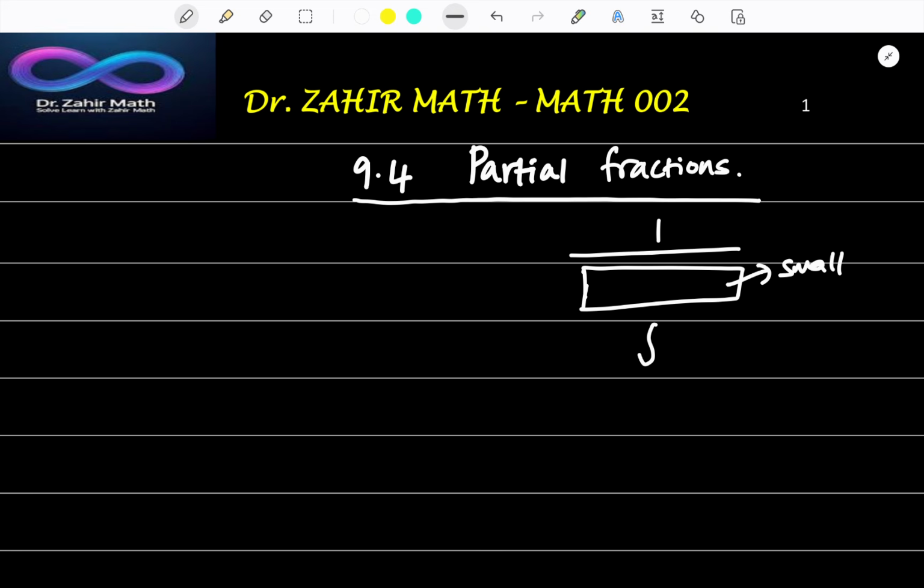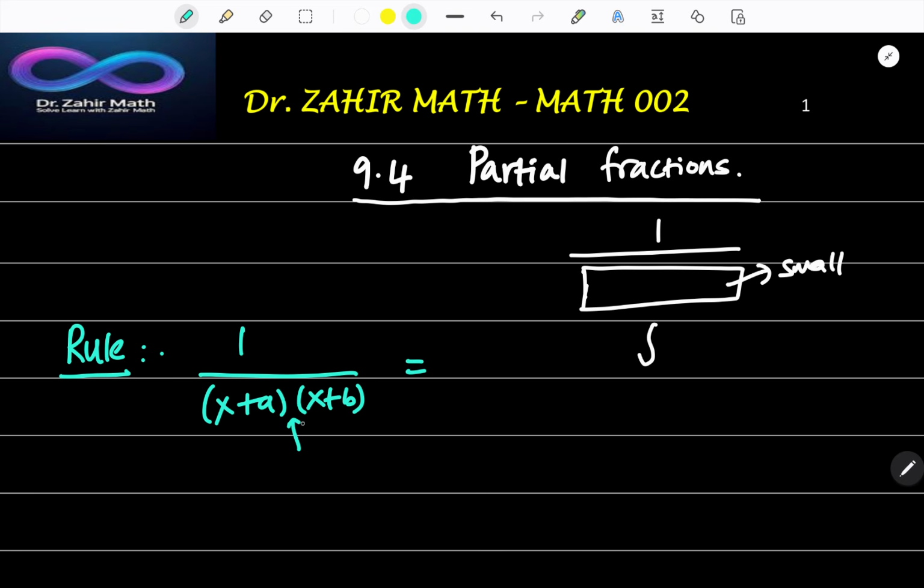Okay, let's get started. What is the first rule we are going to study? Suppose you have 1 divided by (x plus a)(x plus b). Both the factors are in product form. Product usually is very difficult to integrate. But if you make it a plus, then it's easy to integrate. So I'm going to convert this product into A divided by x plus a, plus B divided by x plus b.